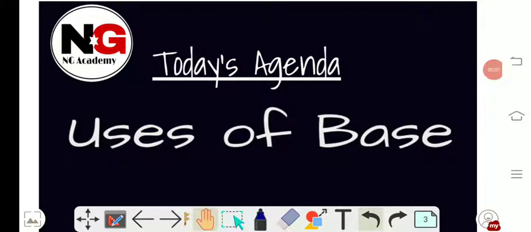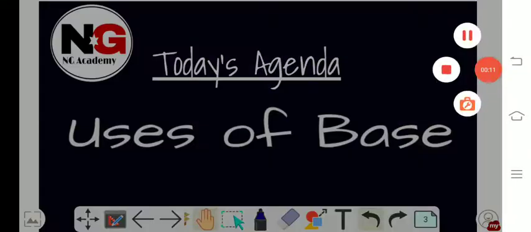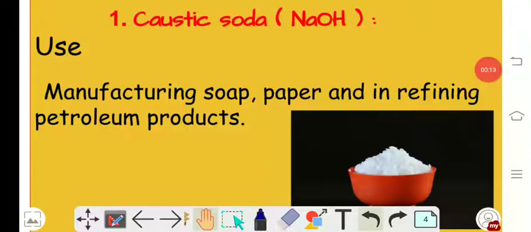Our today's agenda is to discuss uses of base. Number 1, sodium hydroxide. The common name for sodium hydroxide is caustic soda. The use of caustic soda is manufacturing soap.